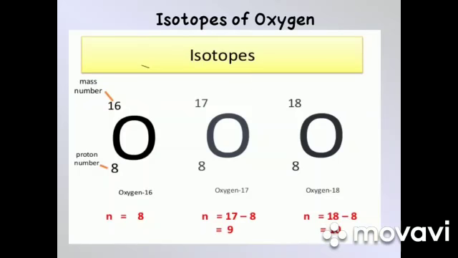Students, oxygen atom has also 3 isotopes having mass numbers 16, 17 and 18. It shows that these atoms contain 8, 9 and 10 neutrons respectively. Thus, there are 3 isotopes of oxygen which are given in the picture: oxygen 16, oxygen 17, and oxygen 18.